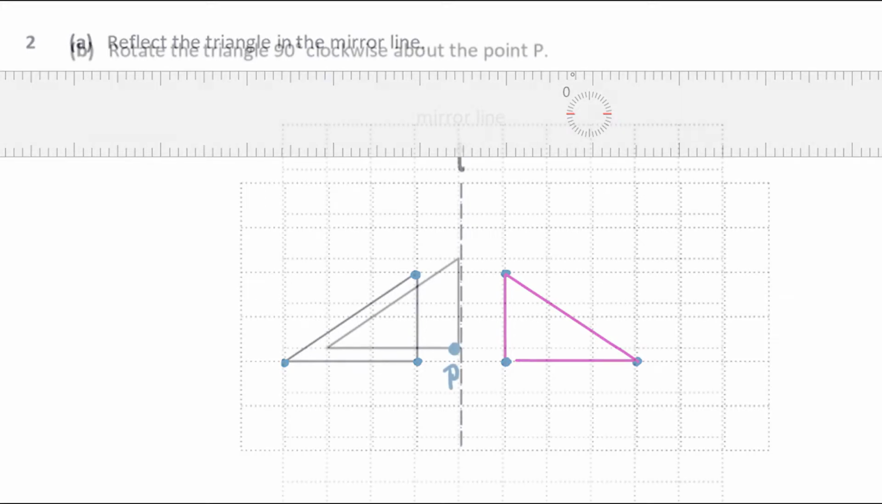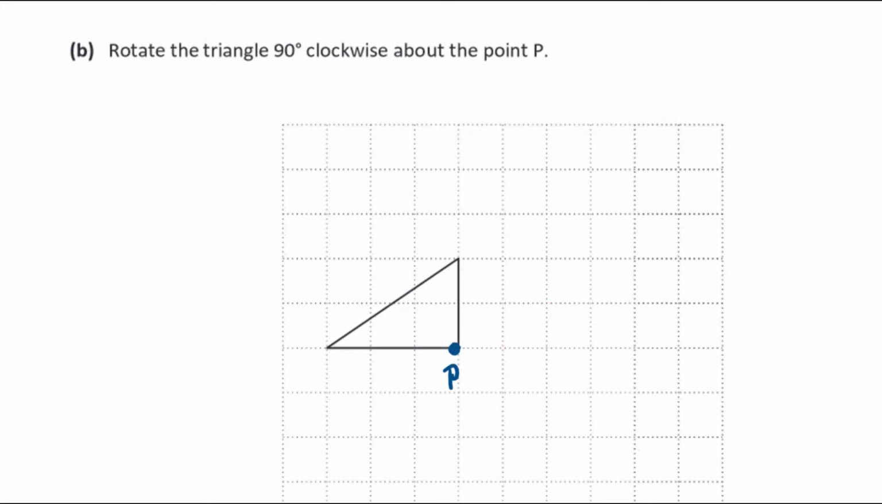Right, let's move on. Part B says rotate the triangle 90 degrees clockwise about the point P. Now, with rotation, I do recommend that you use tracing paper. If they don't give you a sheet of tracing paper in the exam, you can just stick your hand up and ask one of the invigilators, they'll bring one over. Easiest way to do it, really.